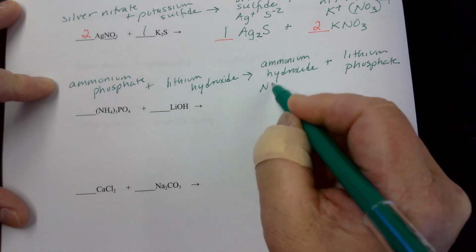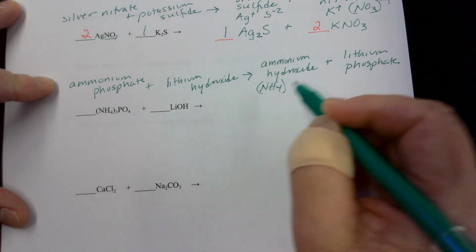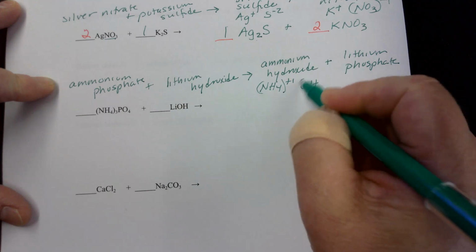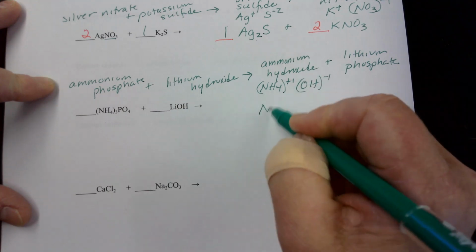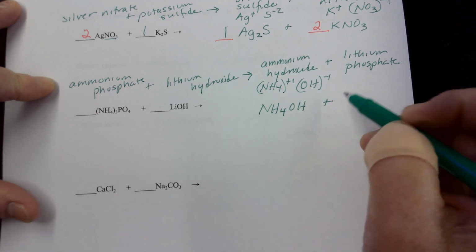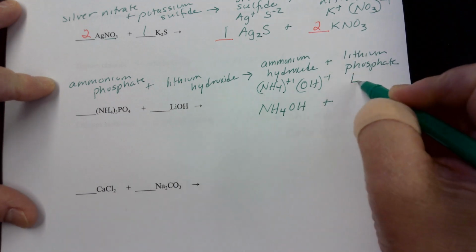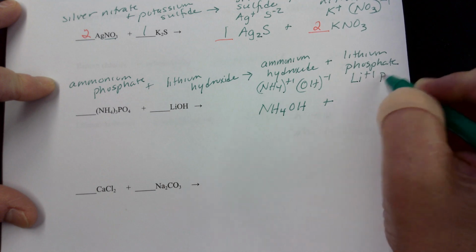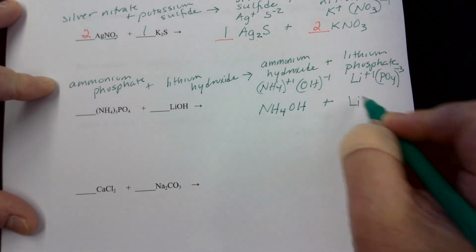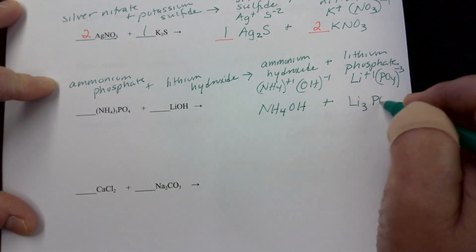Setting up my ions so I know what the formulas are. NH4 plus 1 is ammonium. Hydroxide is OH minus 1. So this formula is NH4OH. Lithium phosphate is Li plus 1, and phosphate is PO4 minus 3. This formula is Li3PO4.